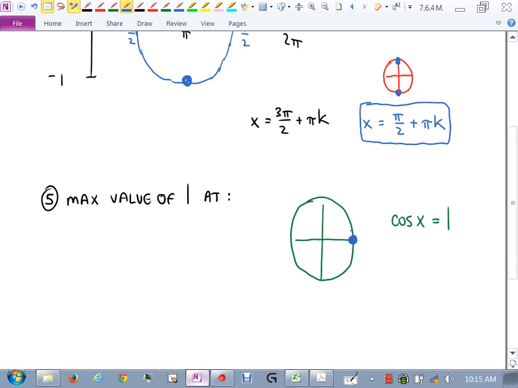So how am I going to represent that answer and all infinitely many of them? 2 pi k. I'm going to add 2 pi k. To what, though? What am I adding 2 pi k to? What was that angle to start with? 0. So I don't really need it, right? So your answer would just be 2 pi k.